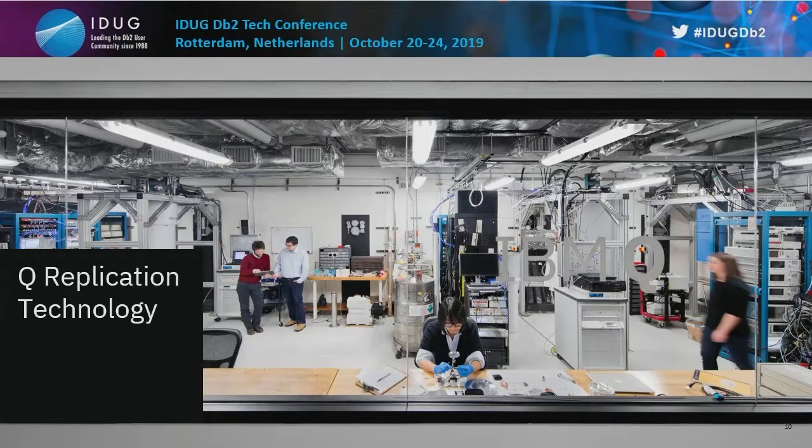That's not included in this talk, but IBM has 3 replication technologies: CDC, SQL replication, and Q replication. And I will illustrate this with a chart. Today I'm not talking about CDC. It's a different architecture altogether.